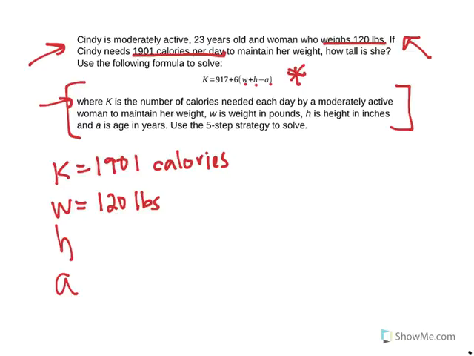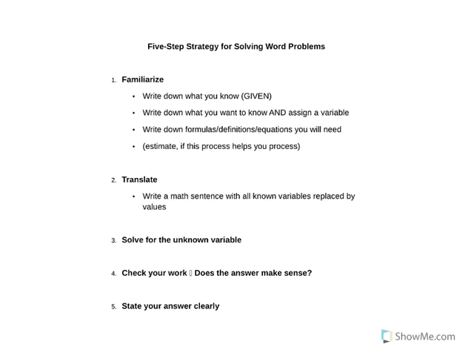And H is the height in inches. I can't find anything about Cindy's height in this problem, so I'm going to continue. A is the age in years. It says that Cindy is 23 years old, so A equals 23 years. So that means that H must be the variable that we need to solve for. So we now have all of our given information and our unknown variable. So we have completed step 1.